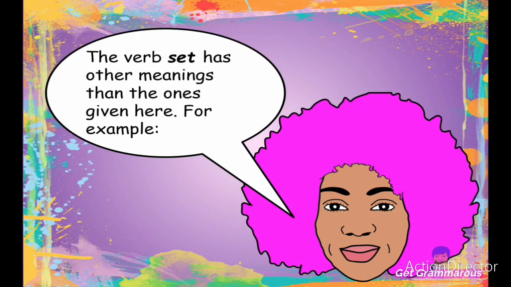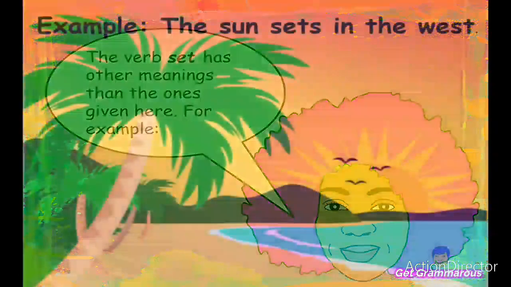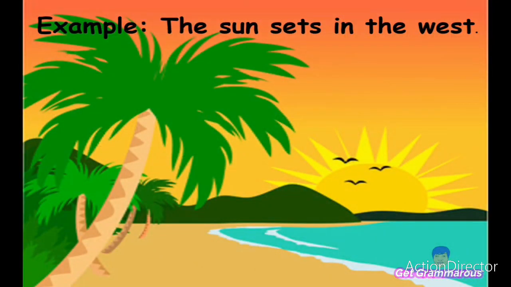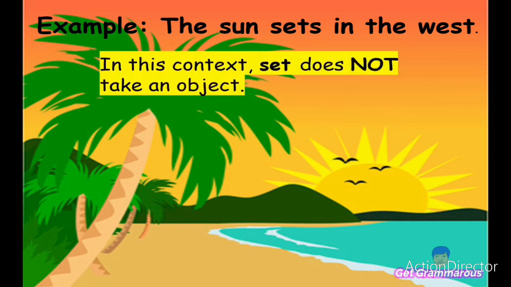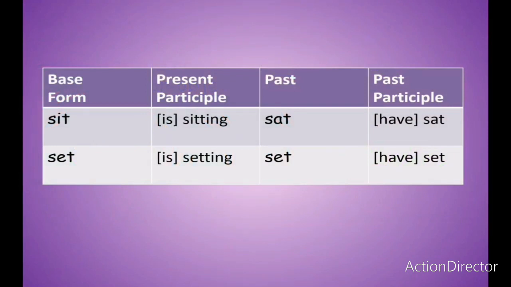Set, set, set. The verb set has other meanings than the ones given here. For example, the sun sets in the west. In this context, set does not take an object. Now we have the two sets of verbs: sit, sat, have sat, set, set, have set. Always remember that sit, sat, sat seldom takes an object, whereas set, set, set generally takes an object.